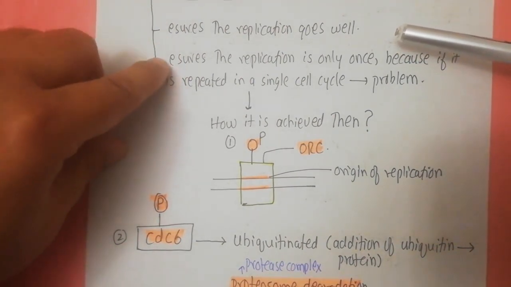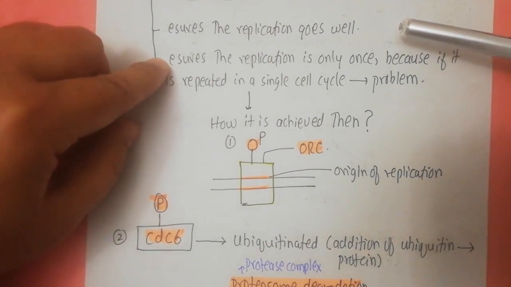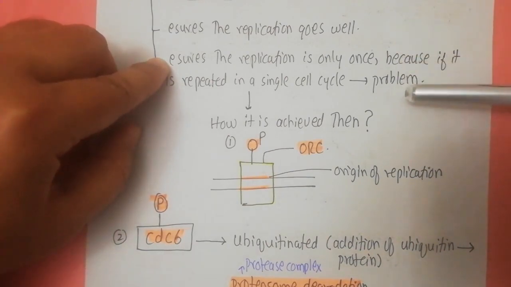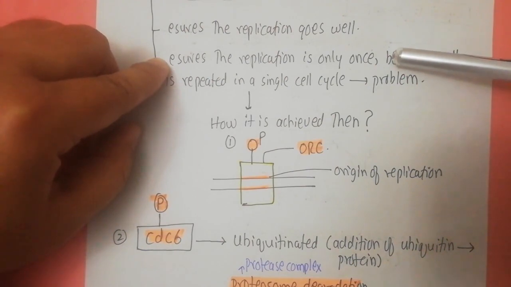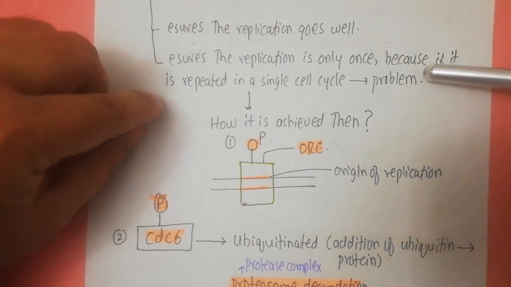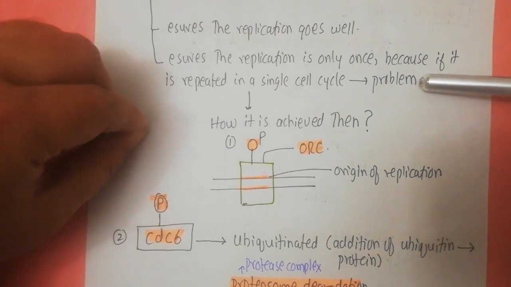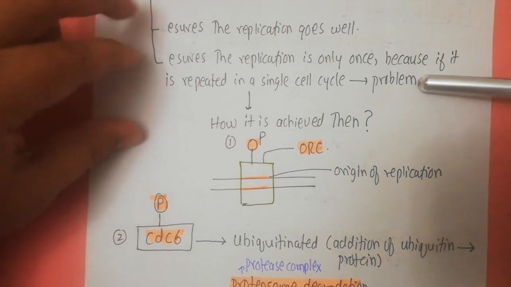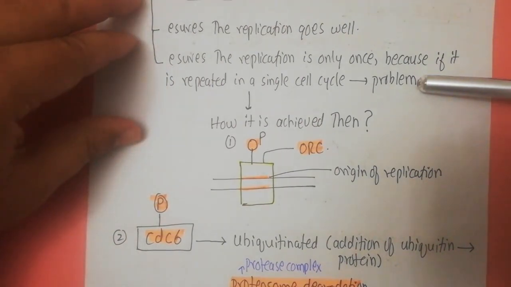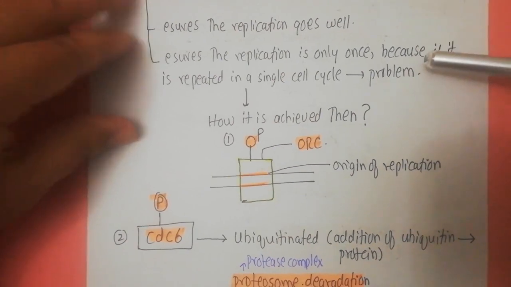Another important function of this SCDK is that it ensures replication happens only once per cell division, because if it does not, you are going to create problems. The problem of polyploidy, for example, will be there and you will get an abnormal kind of cell. Now, how does the cyclin A CDK2 complex, or the SCDK complex, achieve that DNA replication occurs once per cell division?